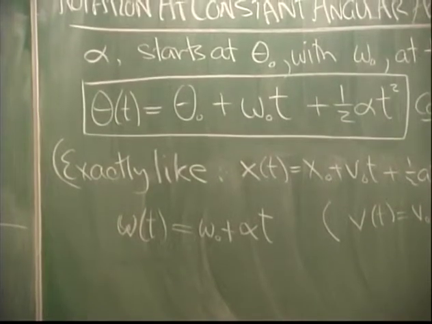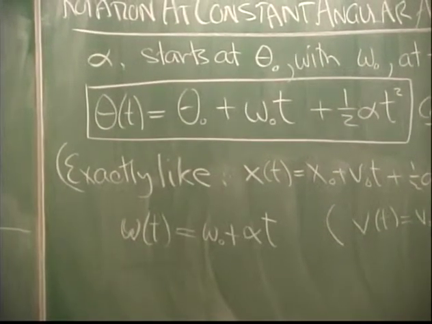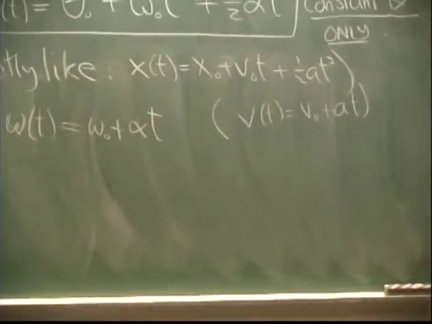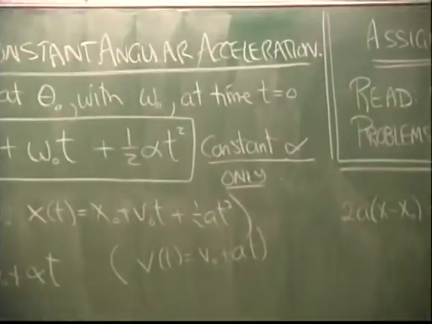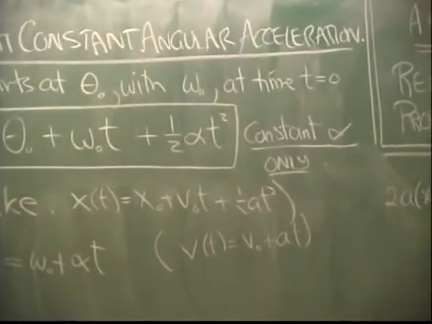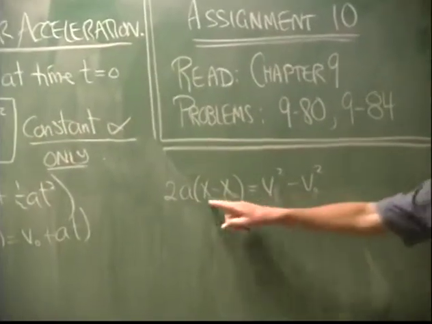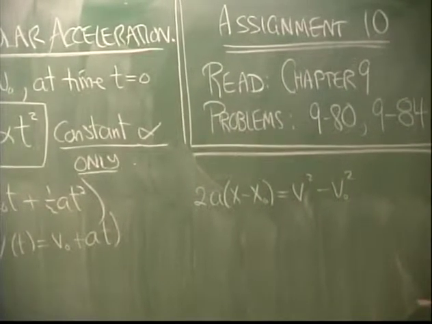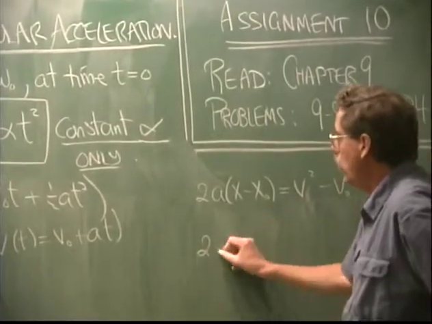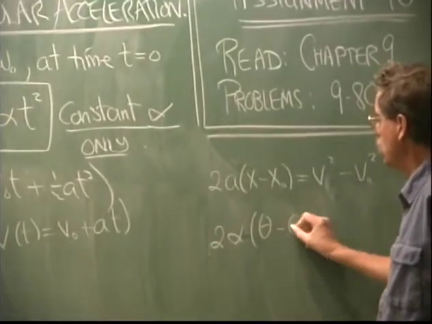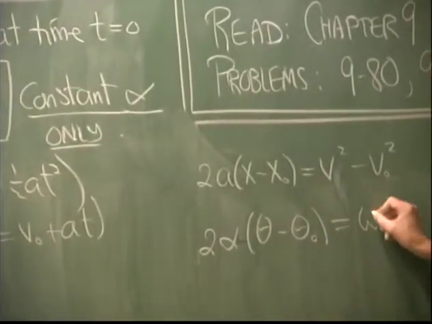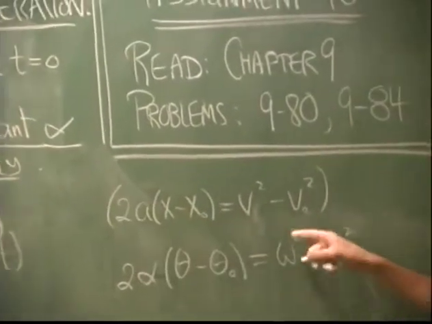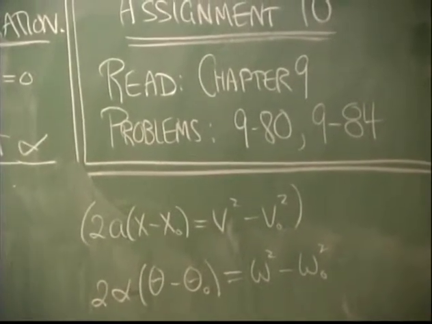There's even that other formula that gets the t out of there. What was that? 2a times x minus x0 is equal to v final squared minus v initial squared. Let's just call it v, the v that prevails when x is x. That also would have its analogous formula for rotational motion. What would it look like? 2 alpha times theta minus theta 0 is equal to omega squared minus omega 0 squared. So that also is true, just by direct analogy with the translational case.